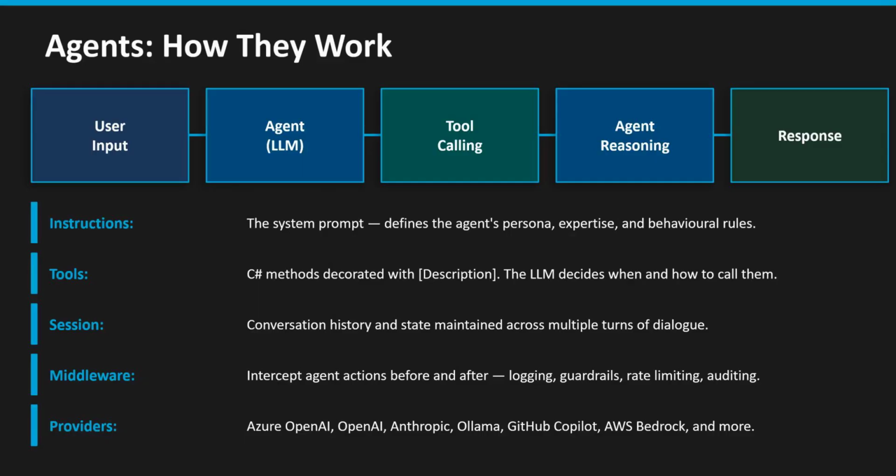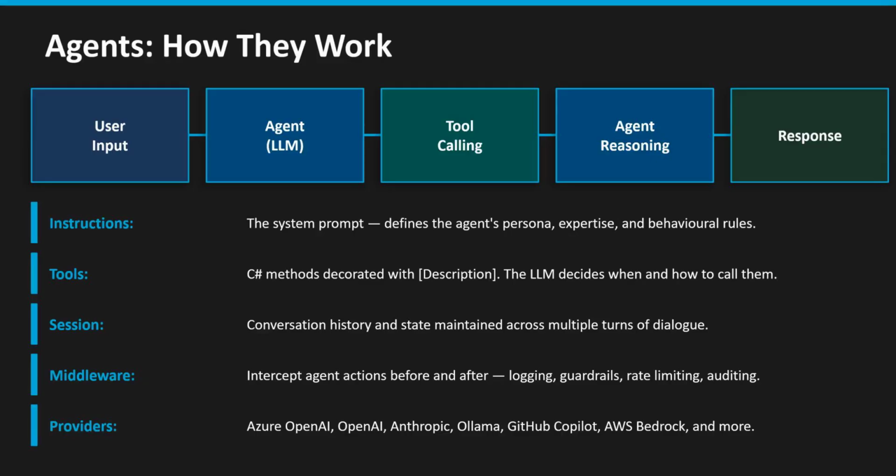Let me make this concrete with a quick example. Imagine you are building a customer support agent, and a user asks, "Hey, what's the status of my order?" The agent takes that message, passes it to the LLM with its system instructions, and the LLM decides it needs more information. So it calls a tool, maybe a simple C# function that checks your order database. Once it gets the result, the agent responds naturally to the user with the latest status. That's a full loop in action.